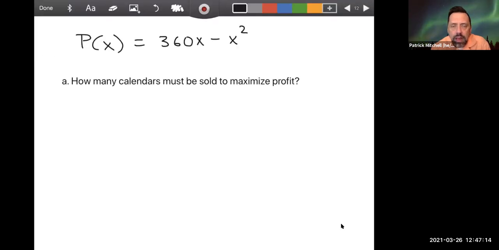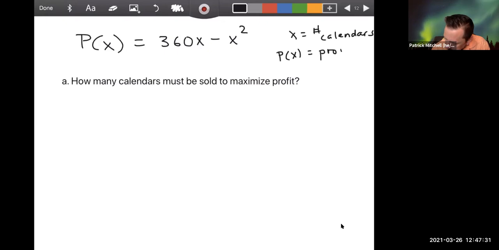All right, so P of X equals 360X minus X squared. Remember that X is the number of calendars. All right, and P of X is profit in cents. You might think it seems silly to write it in cents instead of dollars. If we wrote it in dollars, we'd have a lot of decimals. All right, so it's their way of trying to keep the numbers nice. How many calendars must be sold to maximize profits?